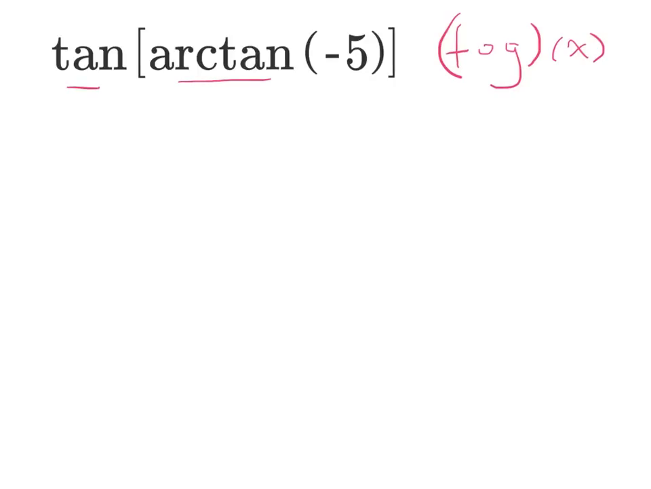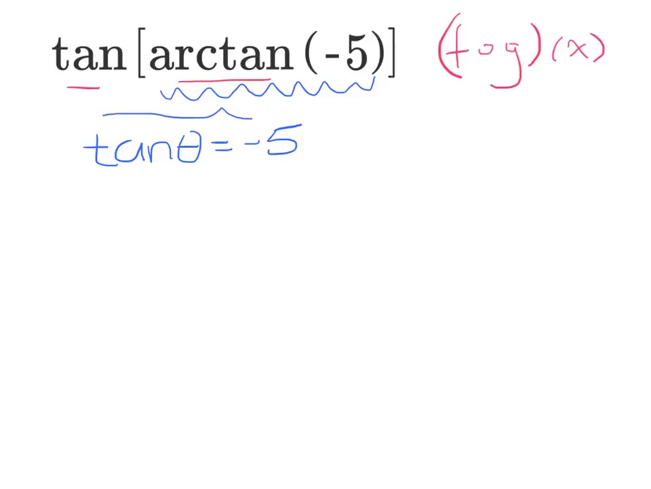So I'm going to remind you that this statement here, arctan of -5, means that the tangent of some angle is equal to -5. So this is what this means up here, but then we're being asked to find the tangent of that. So it's a little redundant. What's happening is we're being asked to find the tangent of the angle whose tangent is -5. They're already telling us what the tangent is.